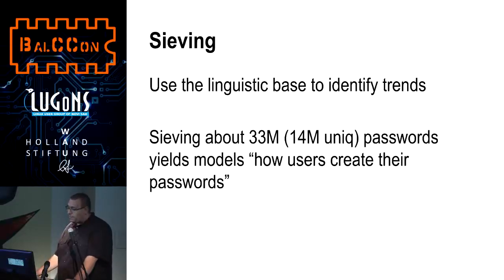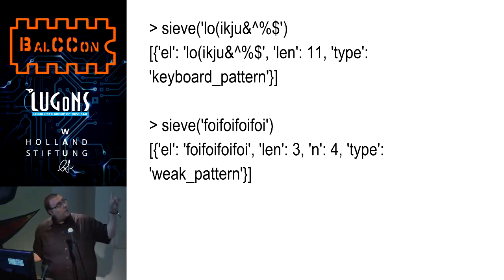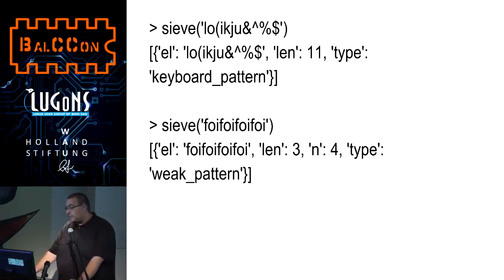It's interesting, but when you sieve data like this, you'll get a lot of unique passwords that yield models of how users create them, right? So, for instance, check out this model. This is a sieve of, let's see, a longer password that looks really strong and really secure, but it's not. It's a usual keyboard pattern, right? We want to have this pattern. And the second example is foi foi foi foi, which is the shorthand of my faculty. It's also a weak pattern which can be created by applying the shorthand of my faculty 3 times.